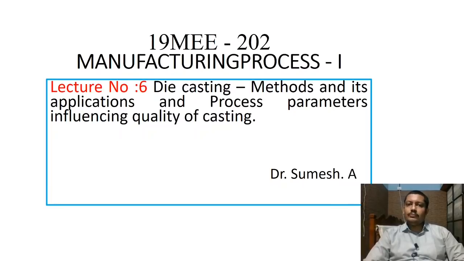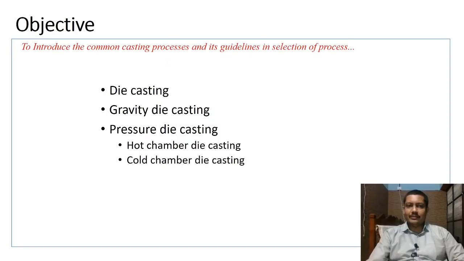Good morning, all. We'll be moving into lecture number 6, that is die casting, methods and its application, and process parameters influencing quality of casting. So, the objective of this class is to introduce the common casting processes and its guideline in selection of the process. So, you will see the terms like die casting, gravity die casting, pressure die casting.